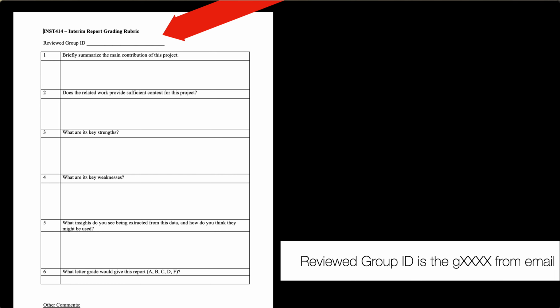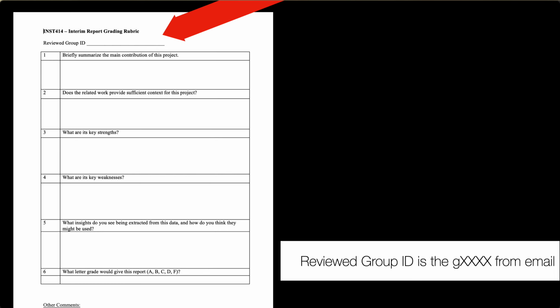This rubric has 5 or 6 main pieces where you talk about what the main contribution of the project is. Is there any sort of evaluation? Is there any sort of mention about related approaches for this problem? What are the key strengths and weaknesses of the project as you see it? And what are the main insights being extracted? And how do you think that those insights might be used? Since, remember, as a data science course, we're all about generating useful and actionable insights. And then finally, at the end, what letter grade would you give this report?